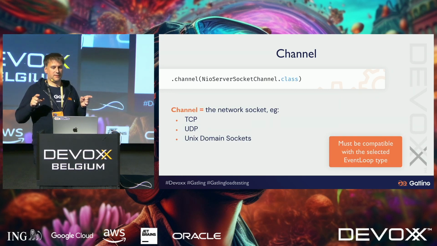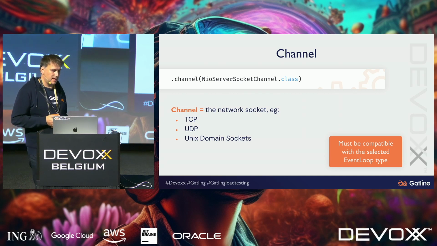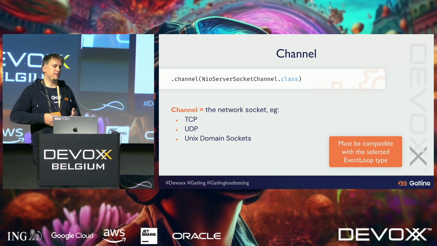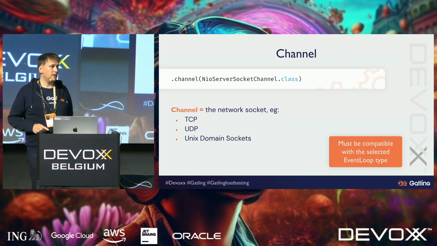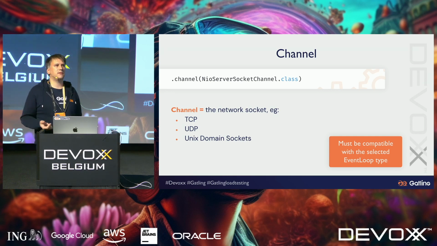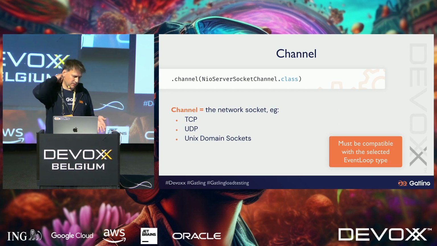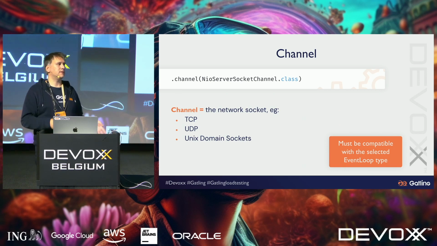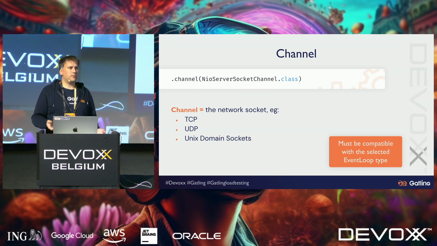The second abstraction that's interesting is the channel. A channel is basically the wrapper on top of your actual network socket. Netty has support for TCP, UDP, and Unix domain sockets. Unix domain sockets can be used for inter-process communication, like if you have two processes that live on the same machine and you want them to communicate with each other. For example, an application and its database on the same machine, or multiple Kubernetes pods that live on the same node. This kind of socket is faster than using the loopback localhost.